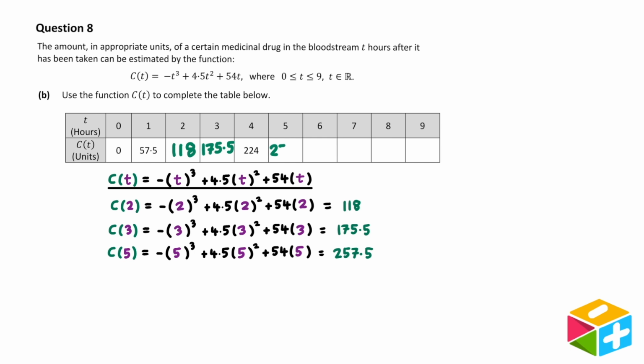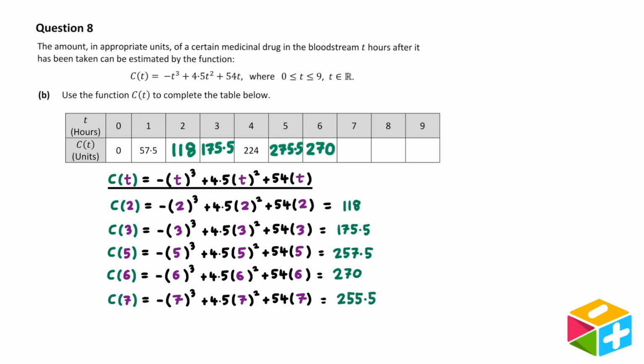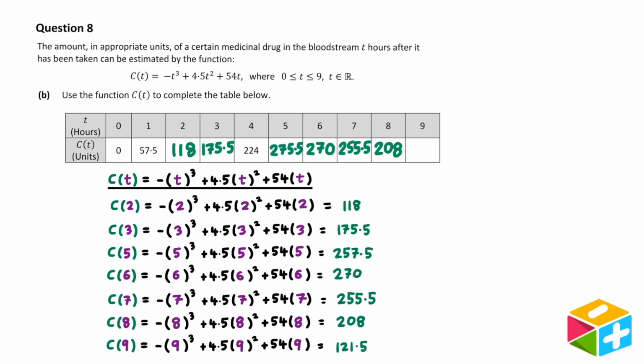Subbing in t equal to 5 gives us an answer of 257.5. Subbing in t equal to 6 gives us an answer of 270. Subbing in t equal to 7 gives us 255.5. Subbing in t equal to 8 gives us 208. And subbing in t equal to 9 gives us 121.5.